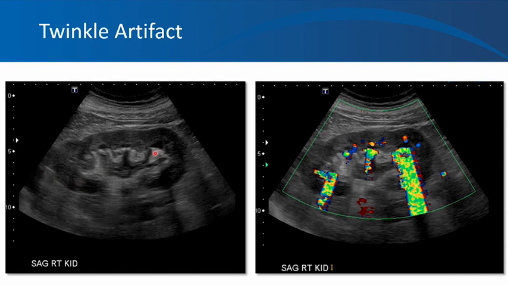Here you see refractile structures with shadowing here in this grayscale image. And shadowing is probably not very pronounced in some parts, but when you turn on the color Doppler, you see very nice twinkling with long tails here, with the comet tails. So that way it will be very useful to identify multiple stones in the kidney, especially when you are not really sure about the shadowing.